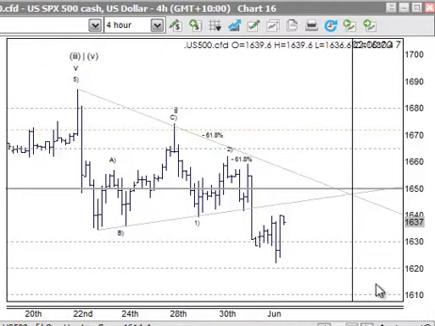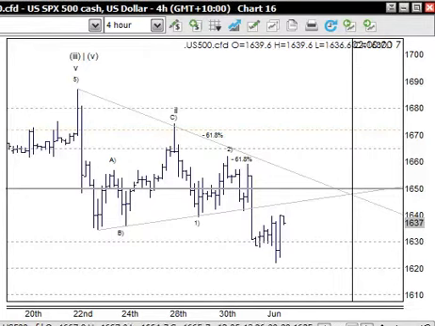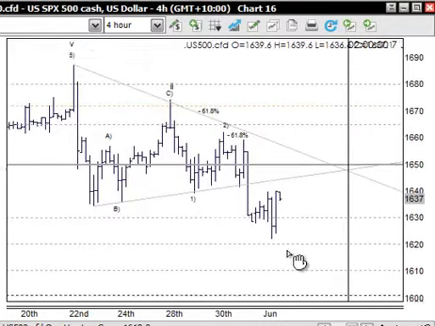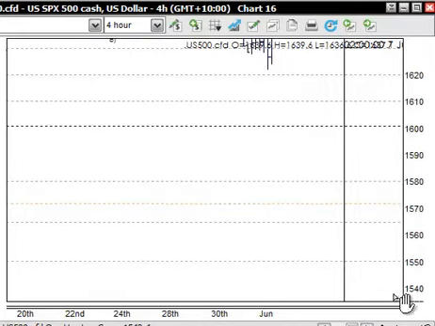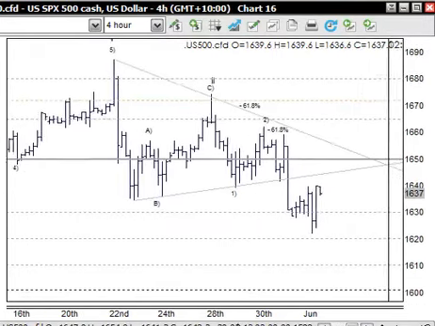The corrective move down through here can take us down to, well, if it's just a short ABC correction, then it can take us down to the 1600. But if it's what we think it is, then it'll take us down to the 1535 down here somewhere. So a fair way to go if that's going to be the case.